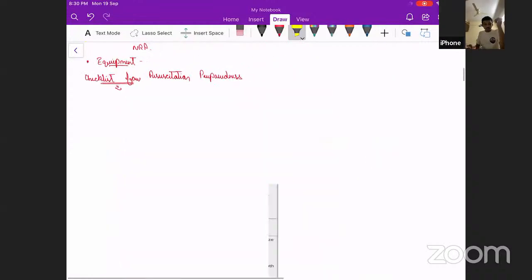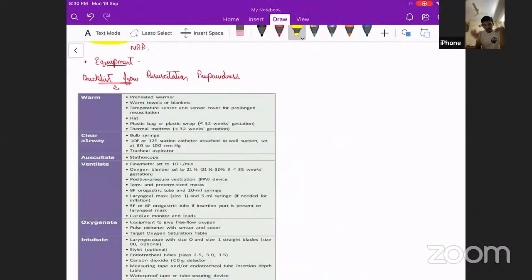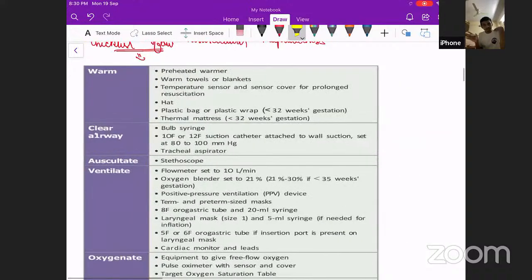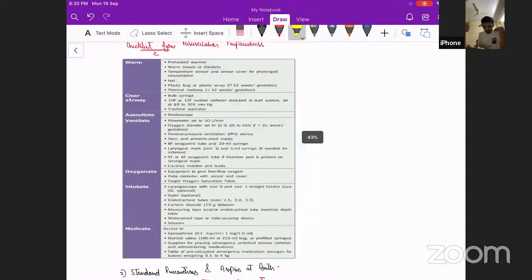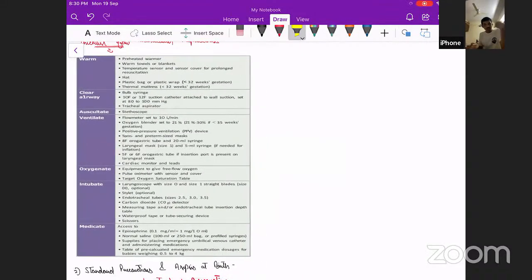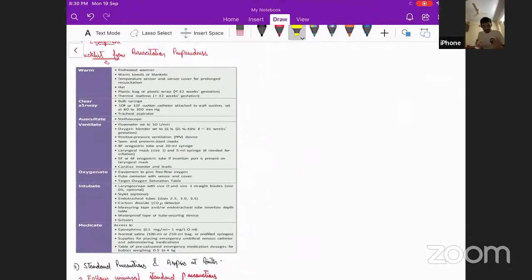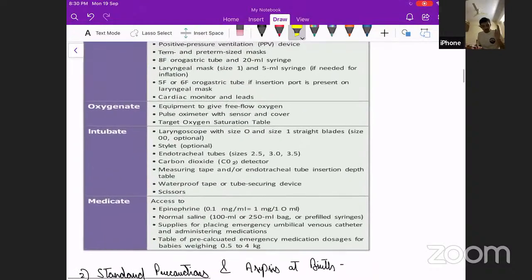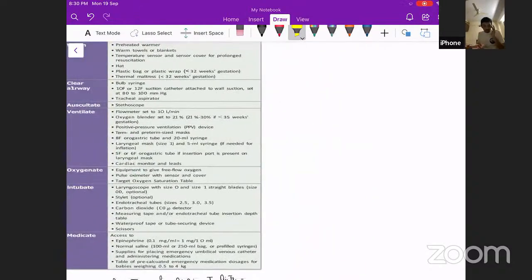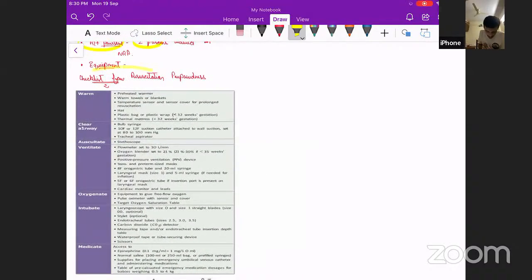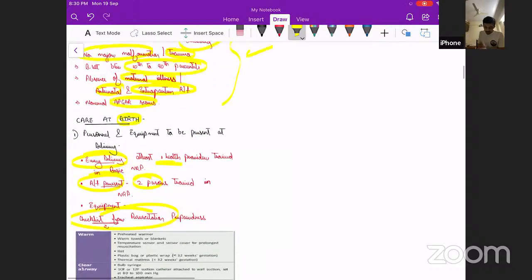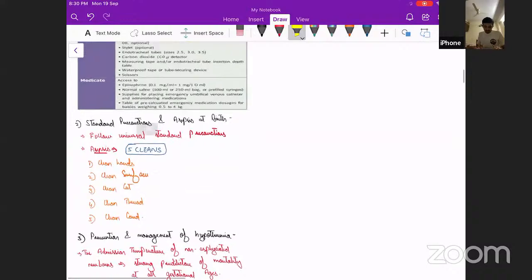Next is the equipment. Before going to resuscitate any baby, or before attending any of the calls given to resuscitate the child, we'll have to see the equipment checklist. So this is the basic equipment checklist. You don't have to remember. I just showed you the image that whatever equipment is needed at the time of delivery of the child should be present, and we'll have to go and make sure that all these equipments are present. So this is the basic checklist for resuscitation preparedness. So at the time of birth, even before the birth of the child, personnel and equipment need to be present. Next is standard precautions.